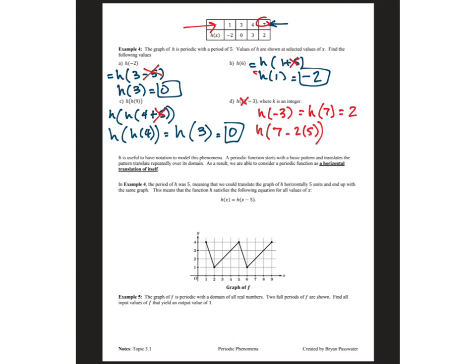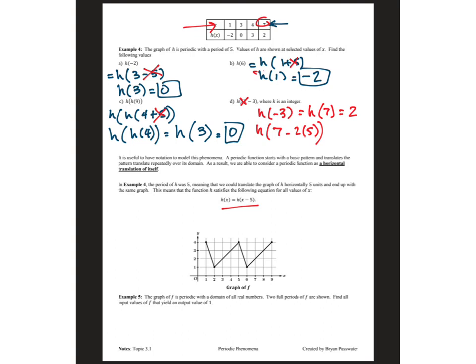In example 4, the period of h was 5, meaning that we could translate the graph of h horizontally 5 units and end up with the same picture. This means that the function satisfies the following equation for all values of x: H of x equals H of x minus 5, H of x minus 5 minus 5 minus 5.